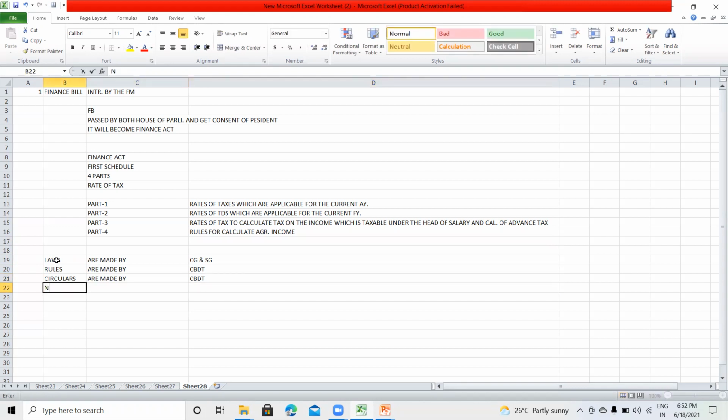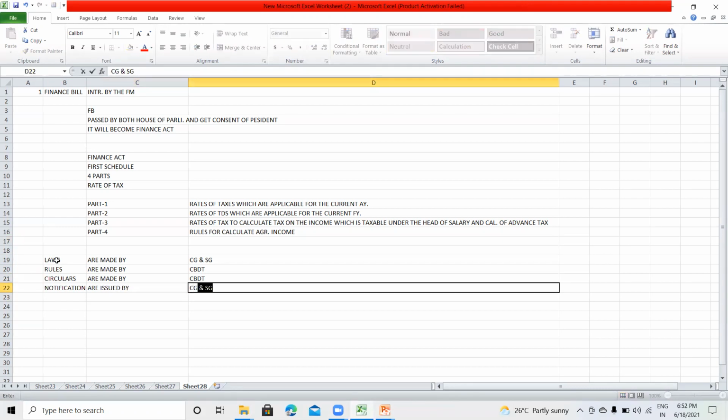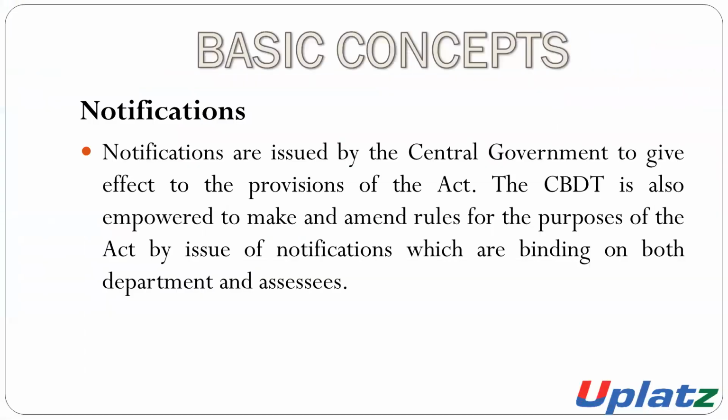And notifications are issued by the central government, or by the central government and the CBDT as per the requirement. So notifications are issued by the central government for the provisions of the Income Tax Act 1961. The CBDT can also make and amend the rules for the purpose of this act by issuing a notification, and such notifications are binding on both the assessee as well as the department.